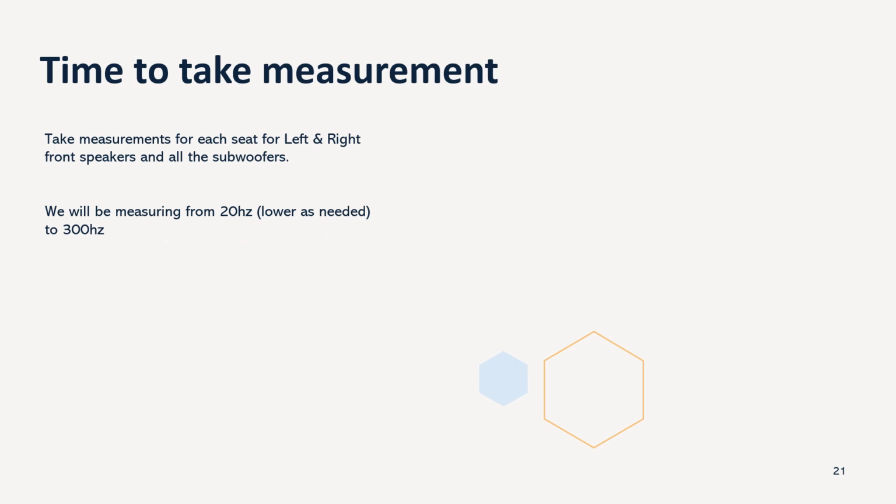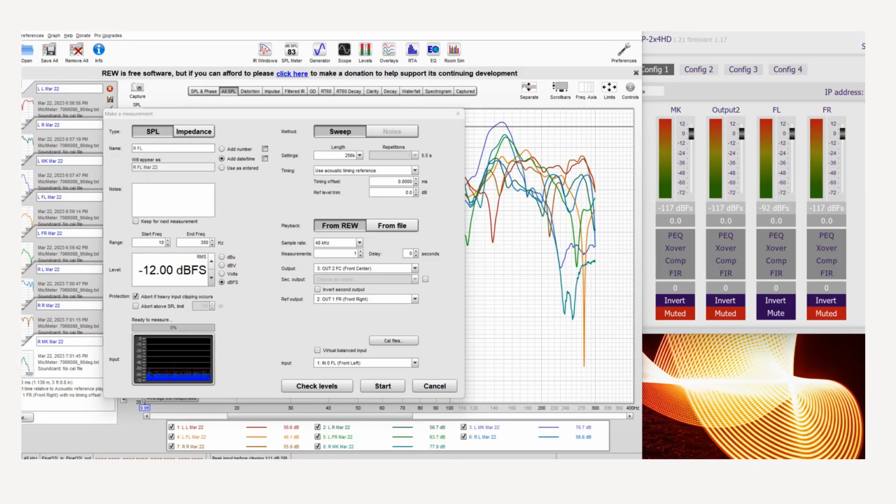Now we're going to be taking measurements from 10 Hz to 300 Hz at all seating locations. We'll be driving the left and the right channel main speakers, and we'll use the center channel crossover to drive the subwoofer. All right, let's take some measurements.